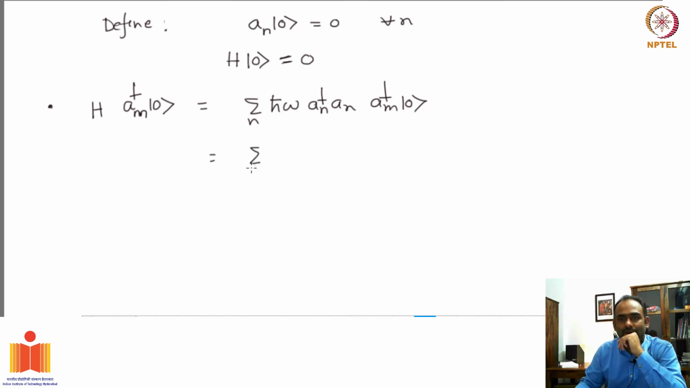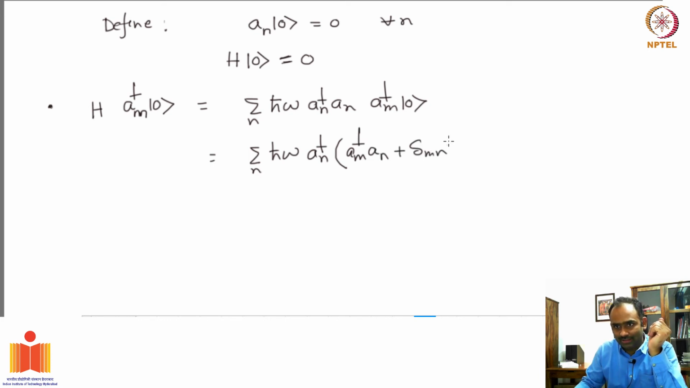So you have summation over n of h bar omega a n dagger. Now if I could take this a n next to the vacuum here, that will kill it, as you saw before, and that's what we want, so let's do it. But this time it's not just 1, you have a delta function. So you have to put a delta m n ket 0.